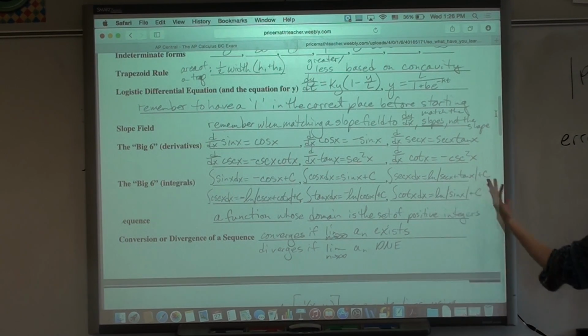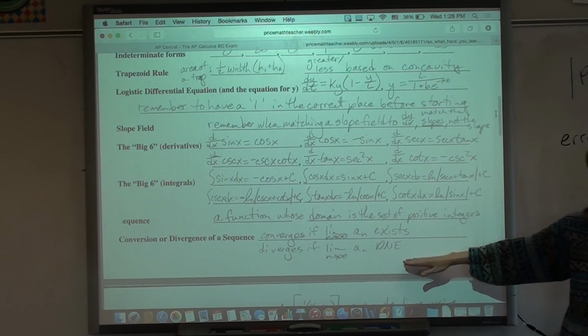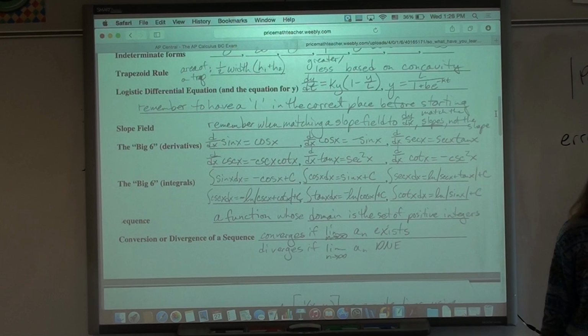A sequence, I just wrote what it was, right? It's a function where the inputs are integers, right? So, positive integers. Sequences converge if the limit exists and diverge if the limit doesn't exist. They're really easy. Sequences are easy.